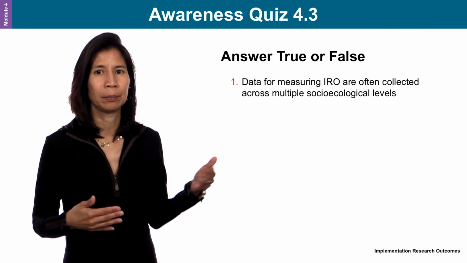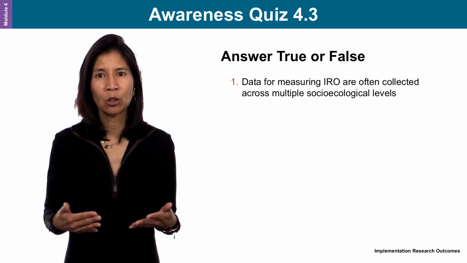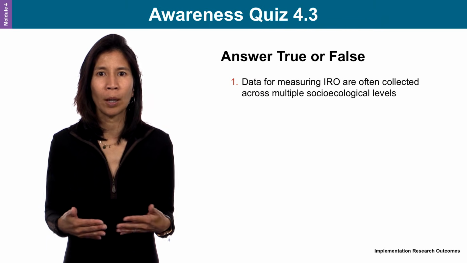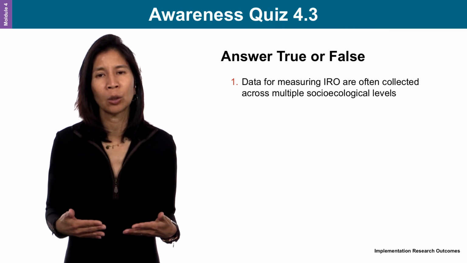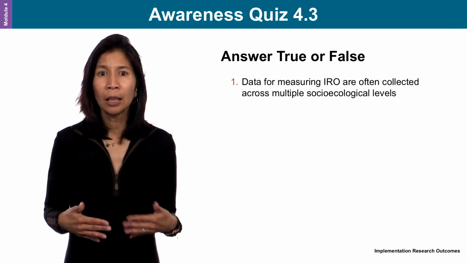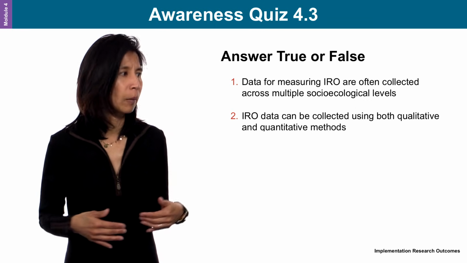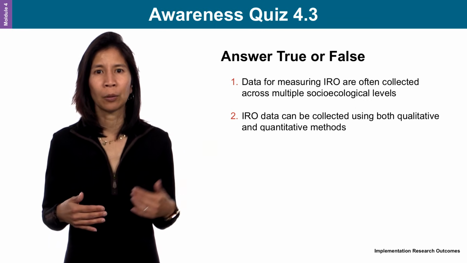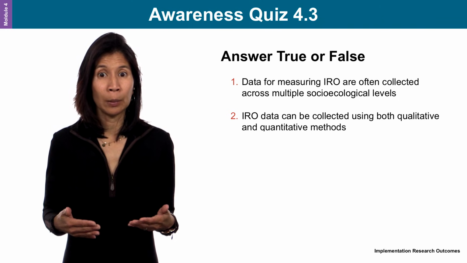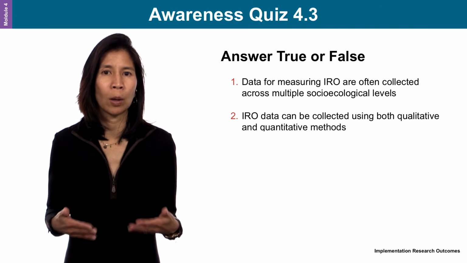Statement number 1. True or false? Data for measuring implementation research outcomes are often collected across multiple socio-ecological levels. By socio-ecological levels, I mean individual level, community level, organizational level, etc. Statement number 2, true or false? Data on implementation research outcomes can be collected using both qualitative and quantitative methods.